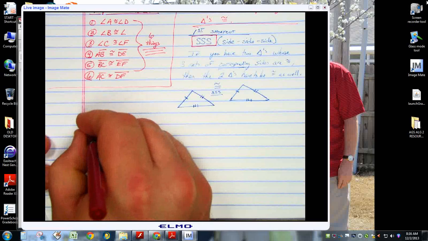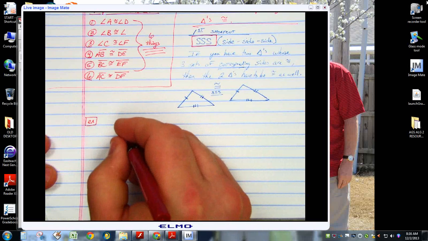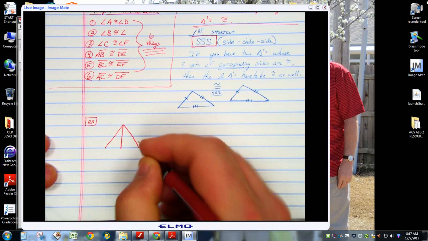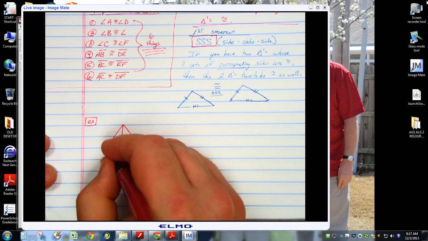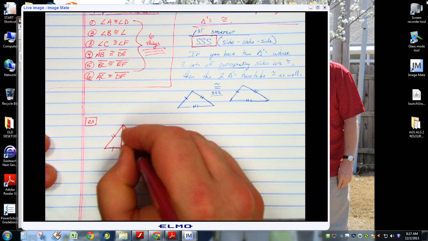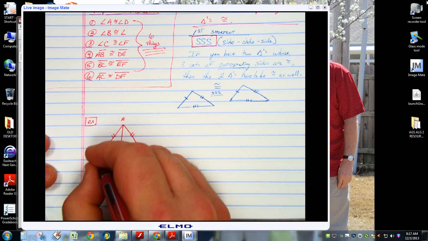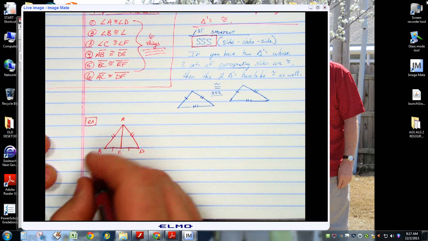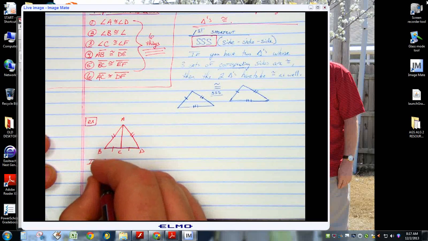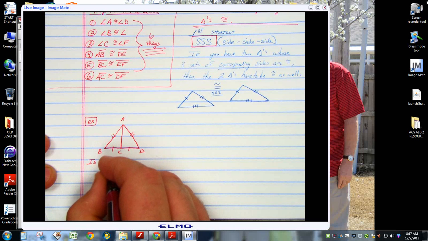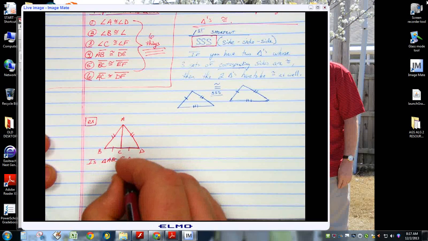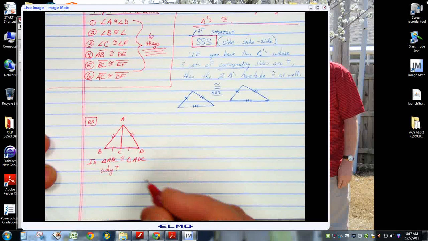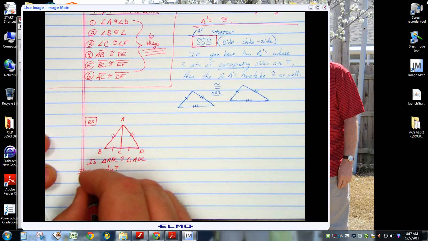Now, let's do an example. And this is the most common one you'll see, even though I didn't draw it very well. Is triangle ABC congruent to triangle ADC? And why? If so, why?